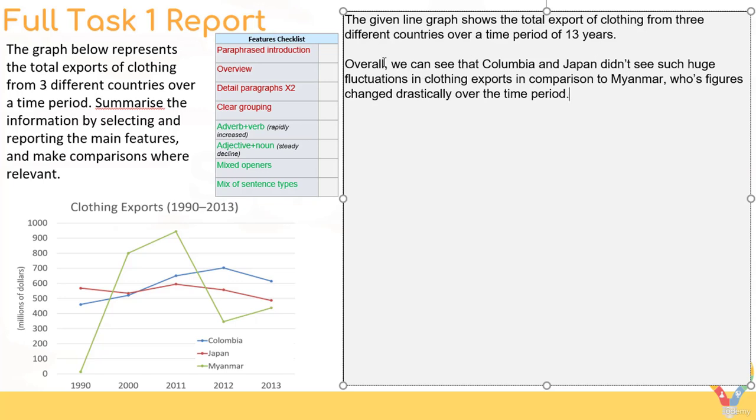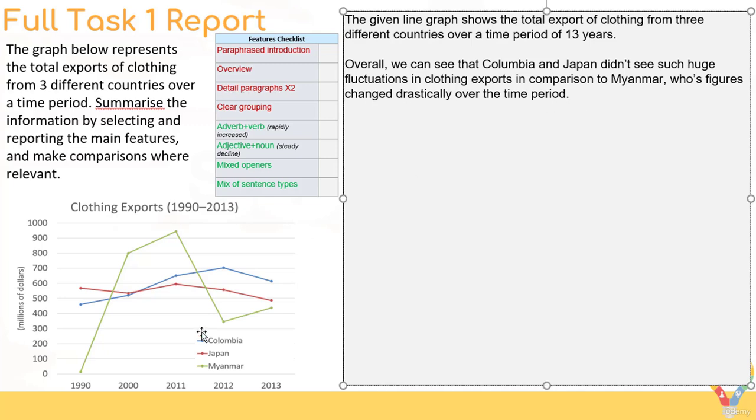Let's have one more read through. Overall, we can see that Colombia and Japan didn't see such huge fluctuations in clothing exports in comparison to Myanmar, whose figures changed drastically over the time period. So I think that gives a really nice overview of the visual information that we have. It's also important to note that I haven't included any specific figures in the overview, which you shouldn't do. We save that for the detail paragraphs, which I'm going to move on to now.